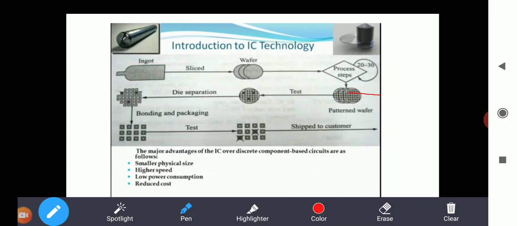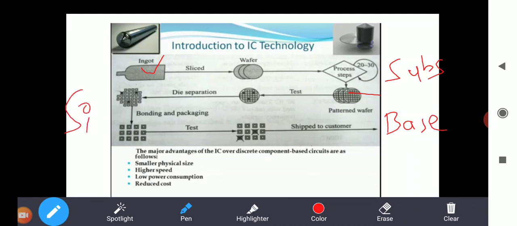Okay, first step: if we see this one, the ingot, this is formed by the, generally, I told you, substrate. The substrate we can call a wafer or a base. Okay, these wafers or substrates, generally we will use silicon.